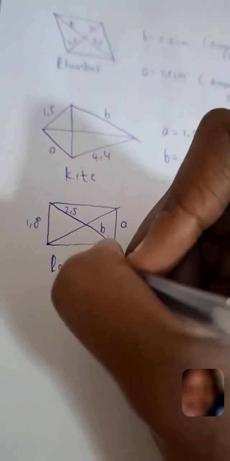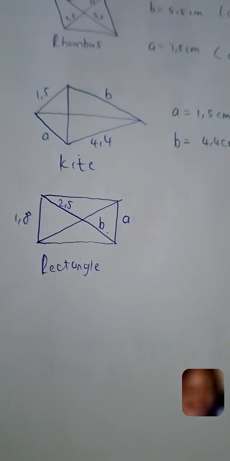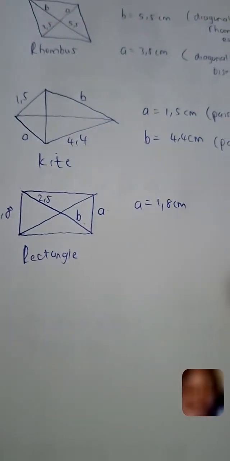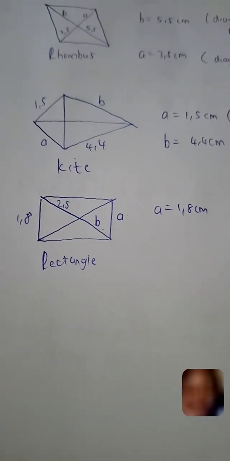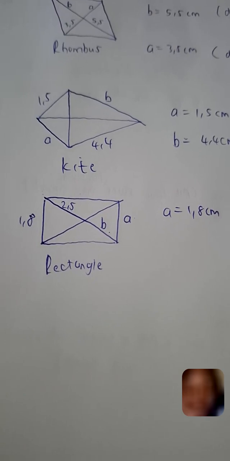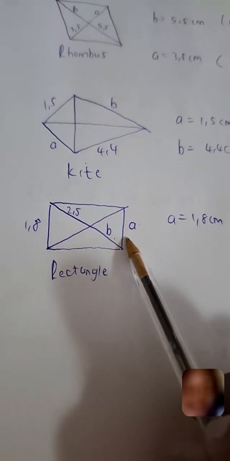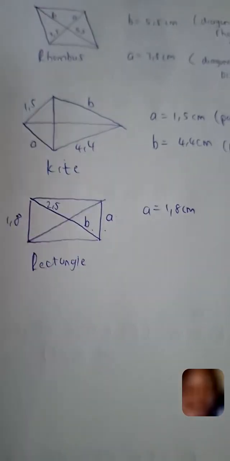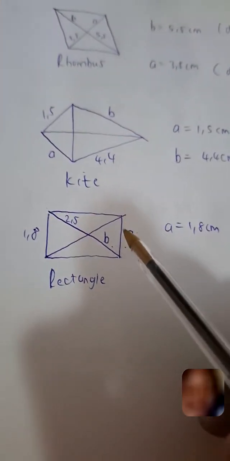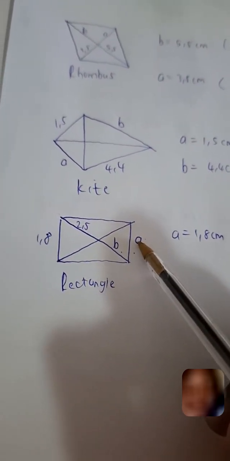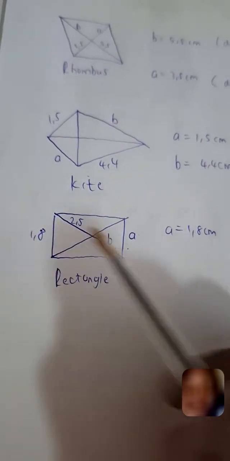This is a rectangle. A is equal to 1.8. Awesome. A is equal to 1.8. What's the reason? Both pairs of opposite sides are equal? No. The diagonals is for B, right? Yeah, very true. I like the fact that you realize that. So yes, the diagonals is for B. So what is the value of A? It's 1.8.